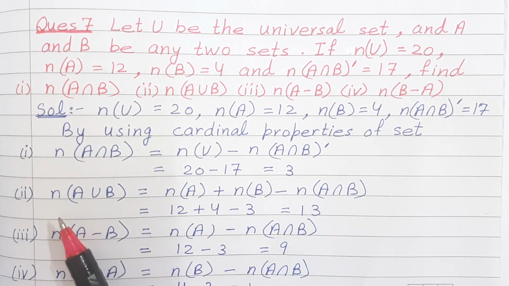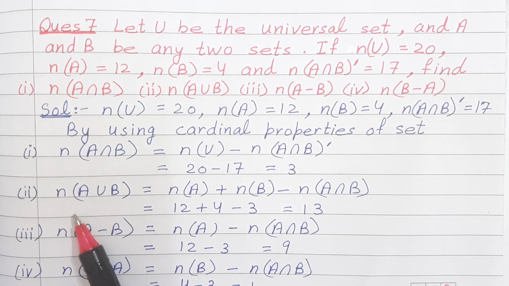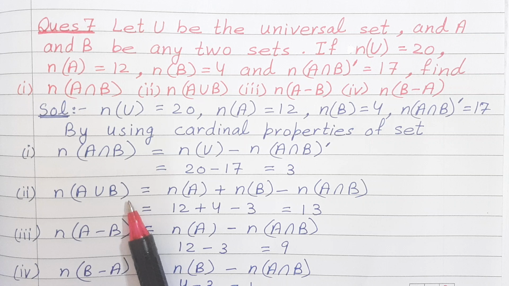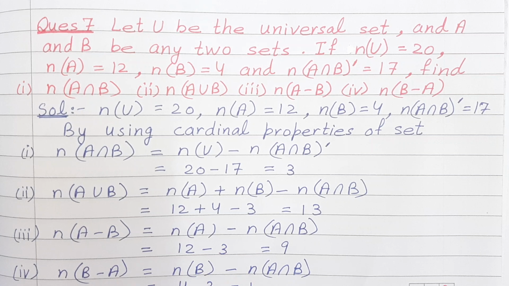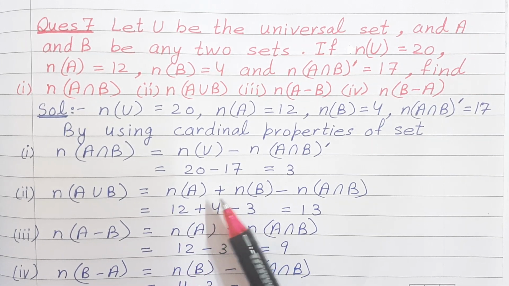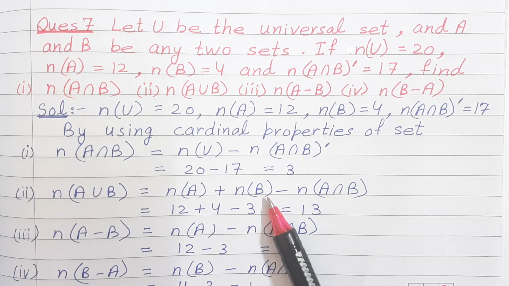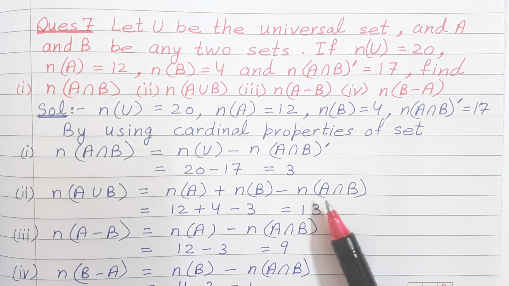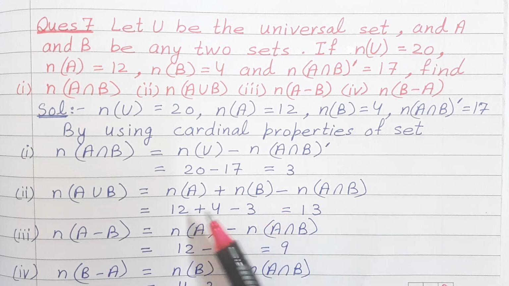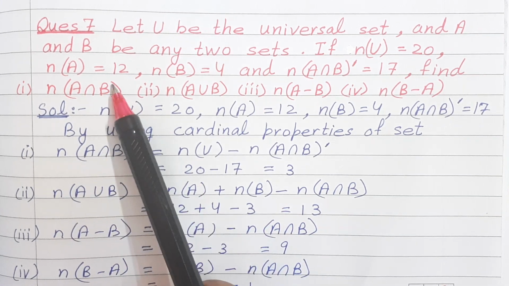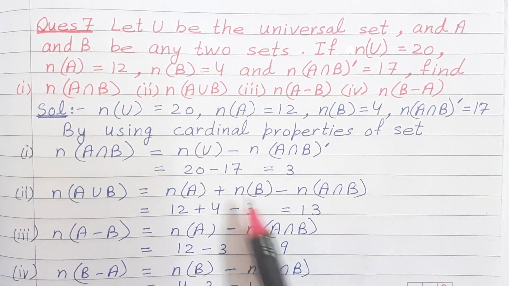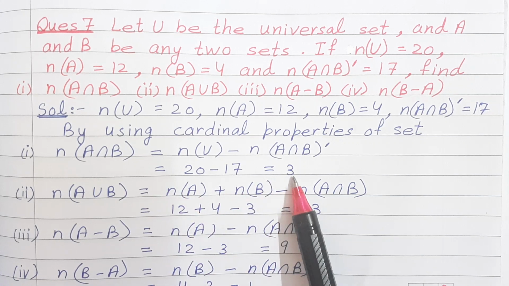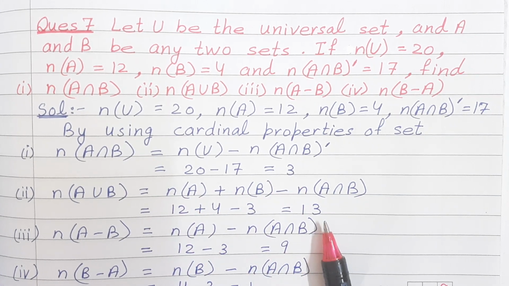Now the second part is the number of elements in A union B. Here again we use the property: the number of elements in A plus the number of elements in B minus the number of elements in A intersection B. The number of elements in A is 12, B is 4, and the intersection we have just calculated in the first part, that is 3. So the answer is 13. I hope you all have understood till here.